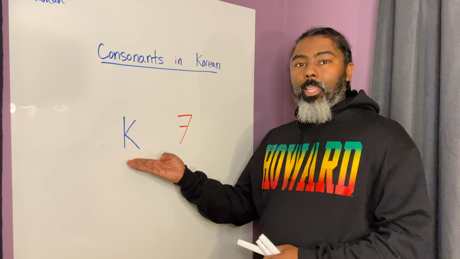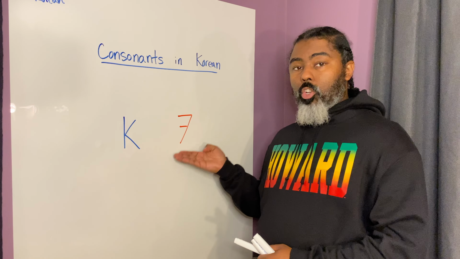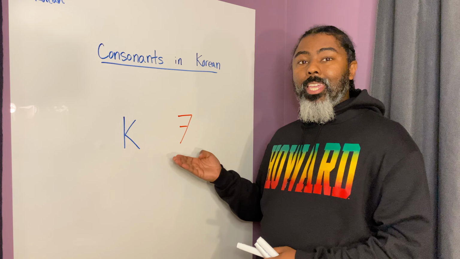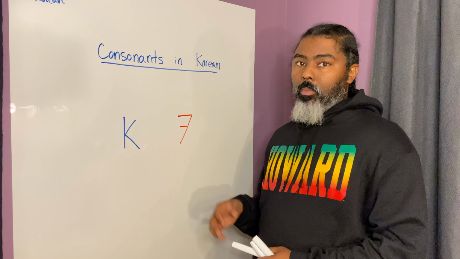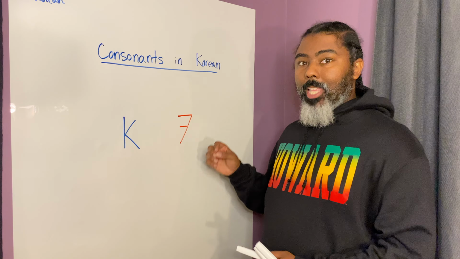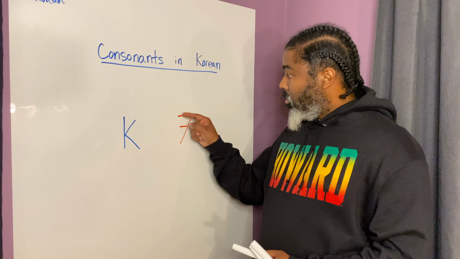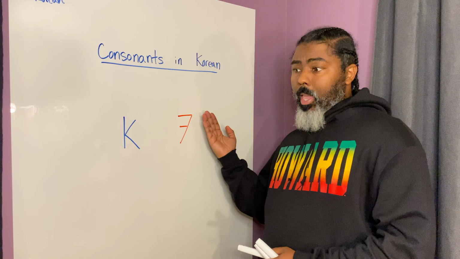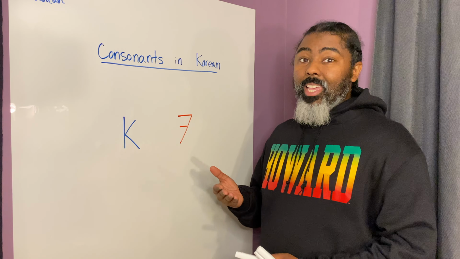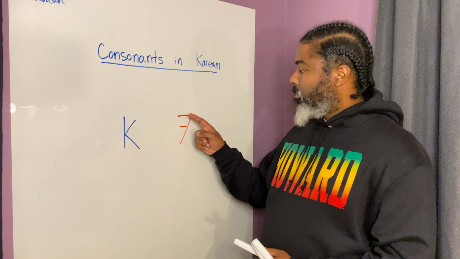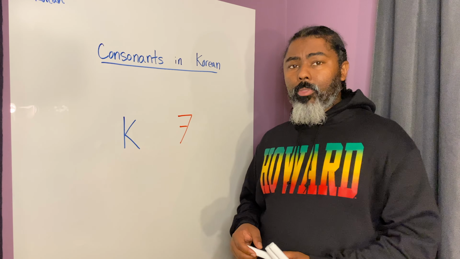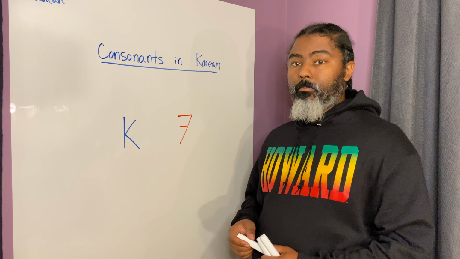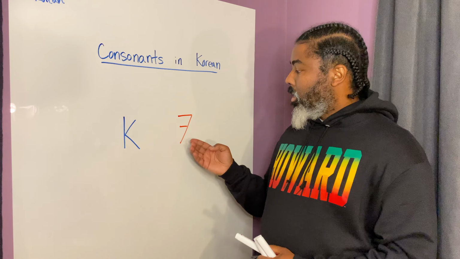In English, this is the letter K. In Korean, this is Kiyuk. The sound is K, as a K sounds. Now the Kiyuk looks like a number 7, a line here, with a little line here. It also looks like a reversed or a backwards letter F. One thing about the letter F in Korean, there is no letter F in Korean. K, Kiyuk.